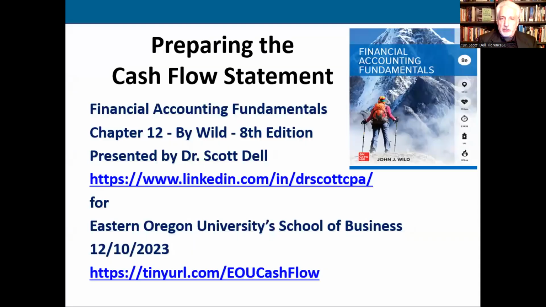Statement of cash flows. How do we prepare one of those things? So I'm going to go ahead and share the screen, and I do have a PowerPoint, but I'll also do some live demonstrations as we go. So preparing the cash flow statement is our topic, based on the book by Wild, 8th edition. And it is chapter 12, which is where I'm drawing most of the material from, but I'll be interjecting my own material as well.